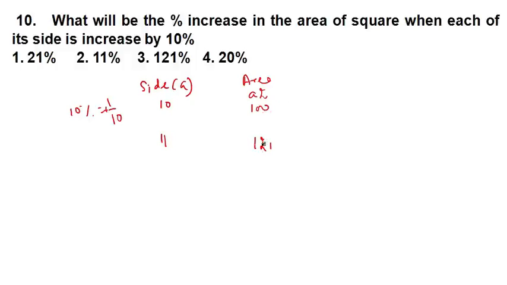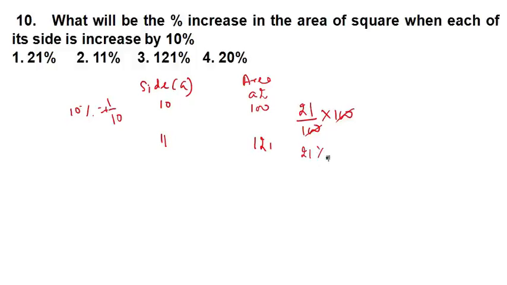So what will be the percentage? Clearly we can see that 21% got increased from the original number. So how? This 21, if you subtract, it will be 21 divided by 100 into 100. So it got increased from this 100. Fine. So 21 got increased. So this 100 got cancelled. So we get 21%. I hope you understood.